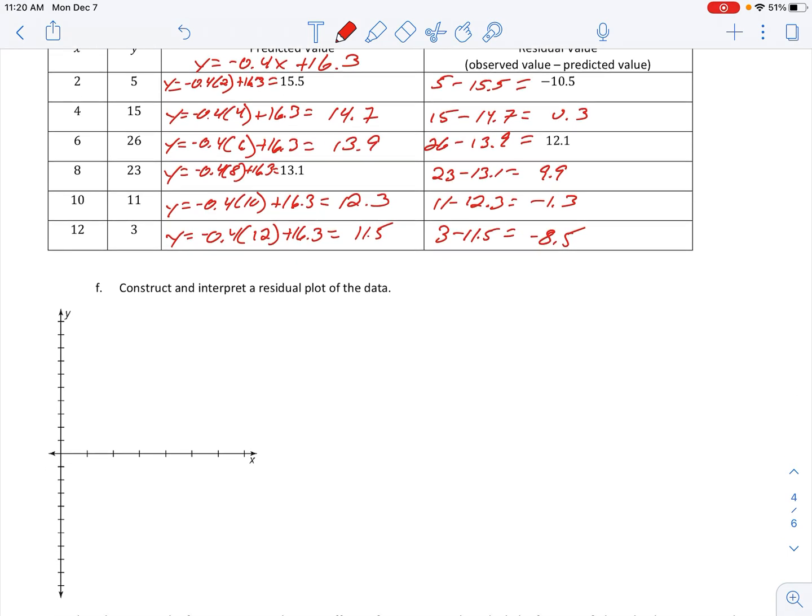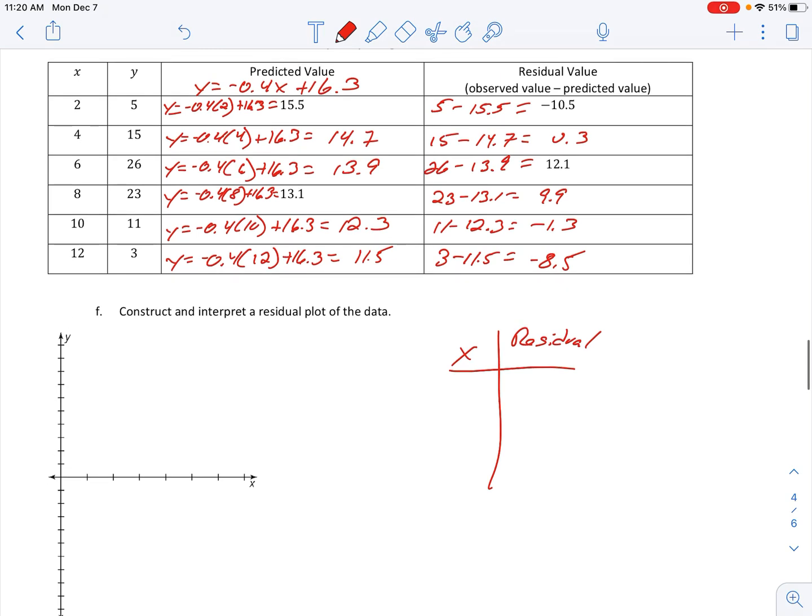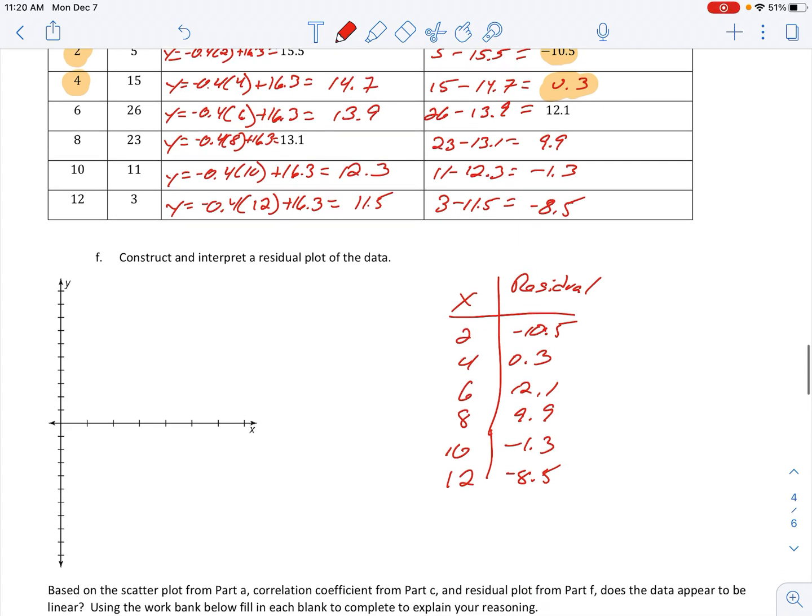Now I'm going to go and make the plot to confirm that probably we do not have a linear data set. So I'm going to plot my x's with the residual values I just calculated. What I mean by that is 2 and negative 10.5, 4 and 0.3, 6 and 12.1, 8 and 9.9, 10 and negative 1.3, 12 and negative 8.5. That's what I'm plotting. So that's what I'm going to write over here on the y's, it's going to represent my residuals. And the x's are still going to stay the x's.